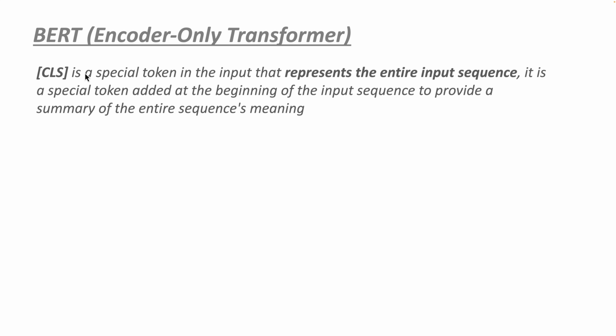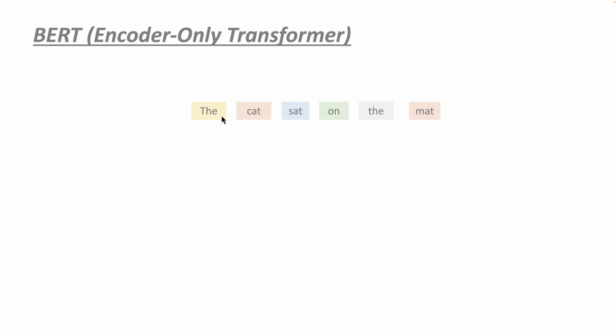So this CLS is a special token in the input sequence that represents the entire input sequence. It is a special token added at the beginning of the input sequence to provide a summary of the entire sequence meaning. First of all, let's assume that we have an input sequence: The cat sat on the mat. So this is the input sequence. Of course, there are independent tokens such as cat, and so on. And then we append a special token as the first token in the input sequence. This is the CLS token that stands for classification.